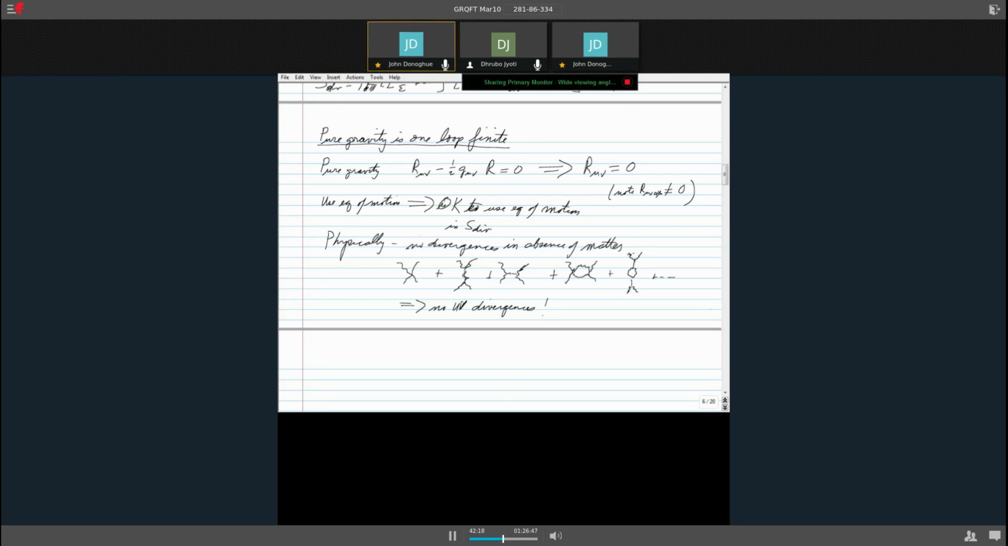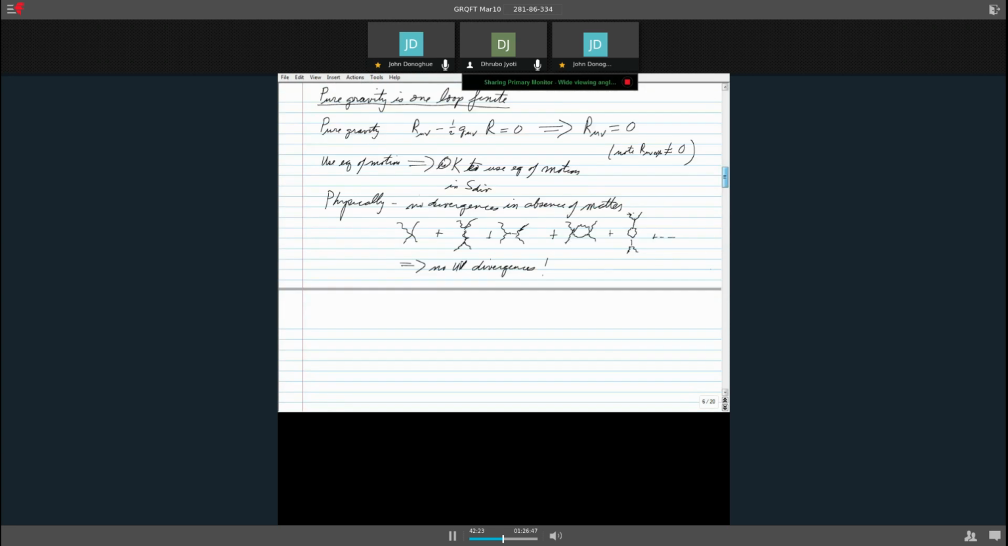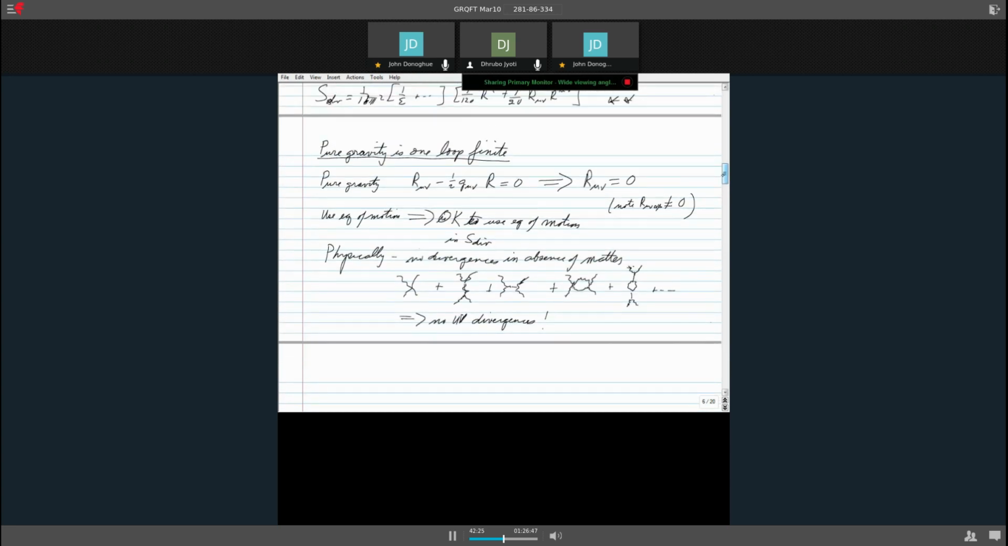So no divergences in the absence of matter. Okay, so let's imagine doing graviton-graviton scattering, which is blah, blah, blah. I'm going to show you this later on. There's a whole bunch of diagrams that go like this and like this. That's tree level. And then you start doing things like this, which is a divergent diagram.